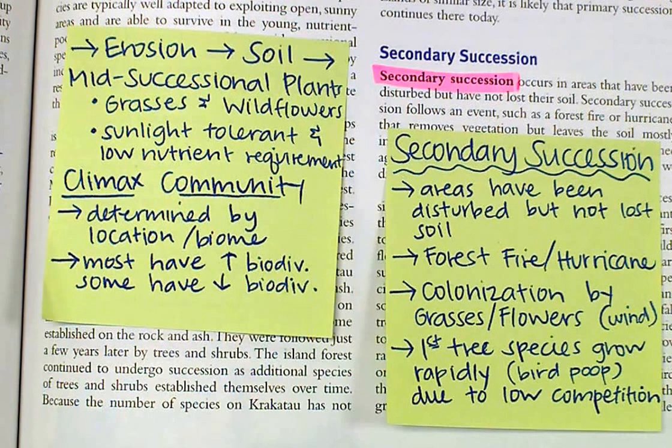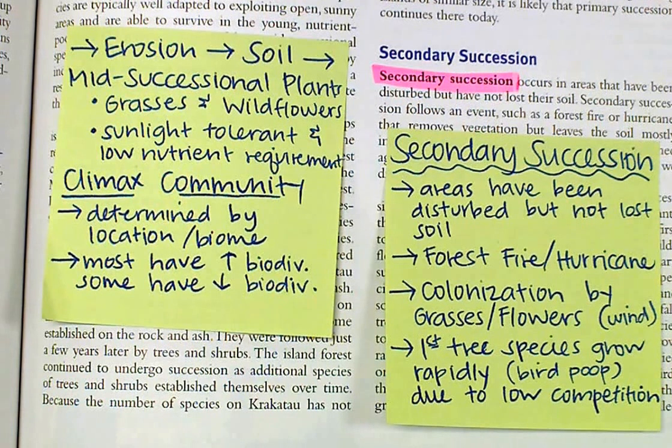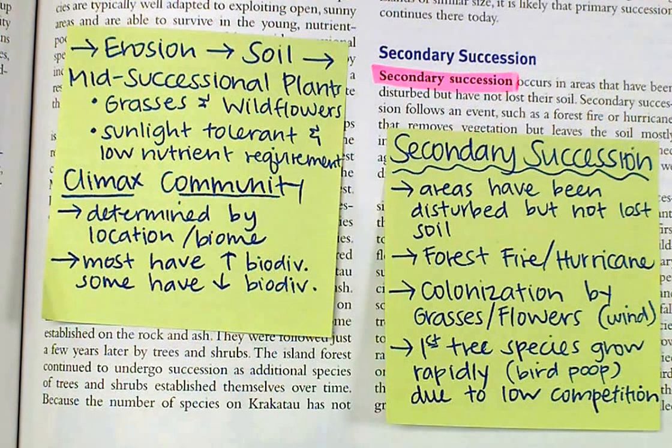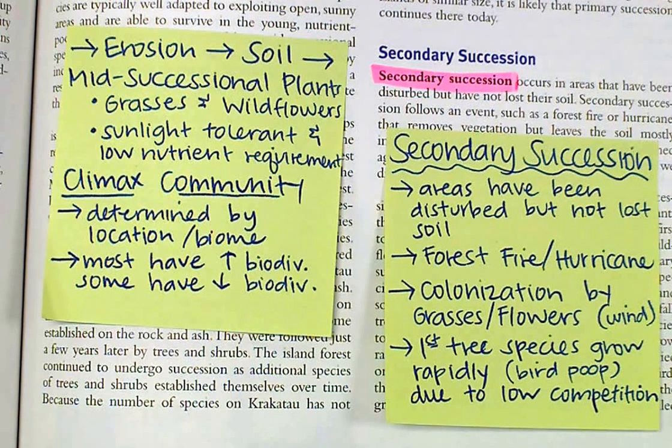Okay, it just means that their location or biome is different. Now, most climax communities have a much higher biodiversity than our mid-successional ecosystems, but some actually have lower, so that's kind of strange. All right, next we have secondary succession, which are areas that have been disturbed but have not lost their soil.